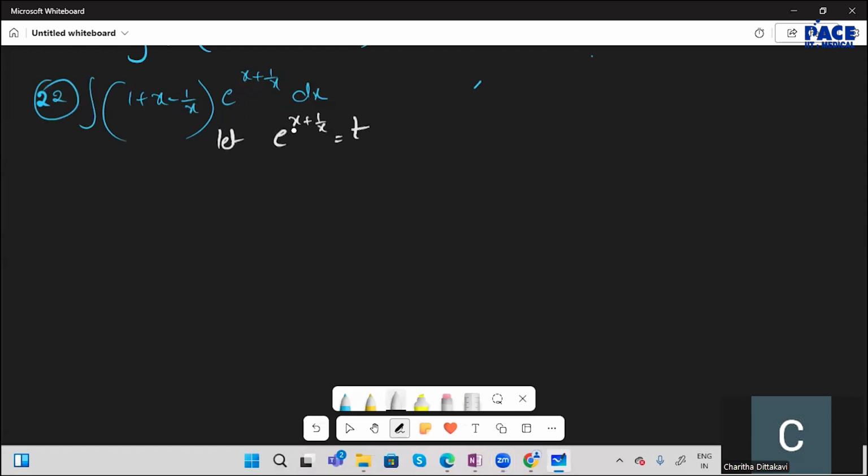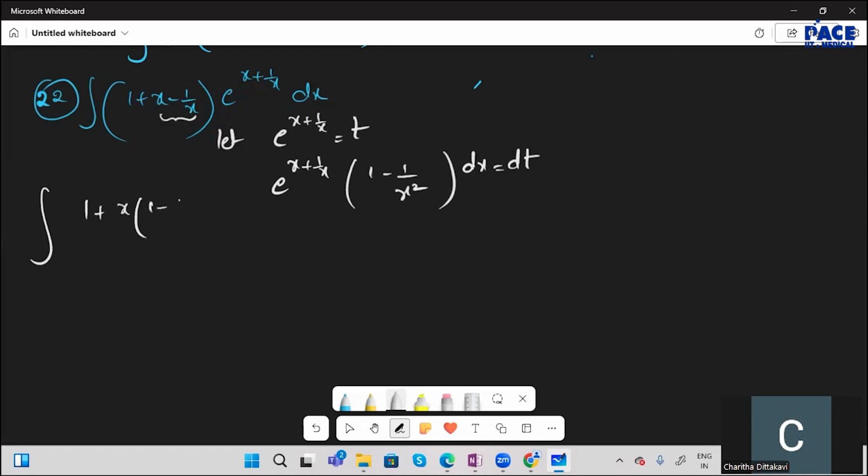Let us just check. e^(x + 1/x), the derivative is e^(x + 1/x) times the derivative of x + 1/x, which is (1 - 1/x²) dx, and that equals dt. Now, did we get that form there? 1 + x - 1/x is what you observe. In these two, if you take x common, what do we get? Integral of (1 + x(1 - 1/x²)) e^(x + 1/x) dx is what I have, isn't it?